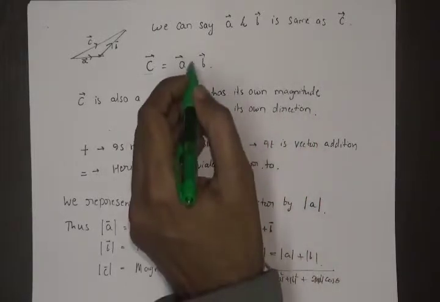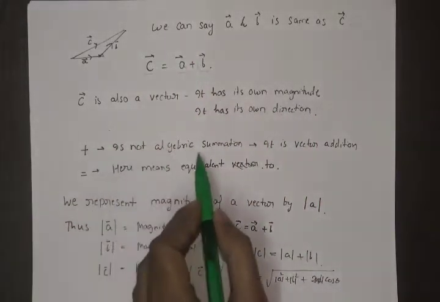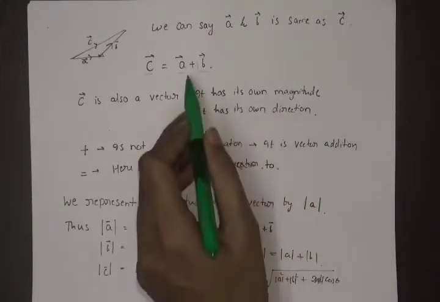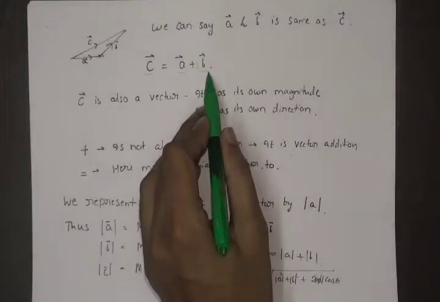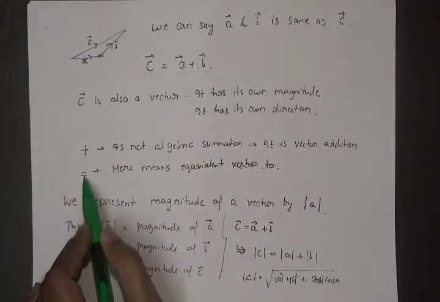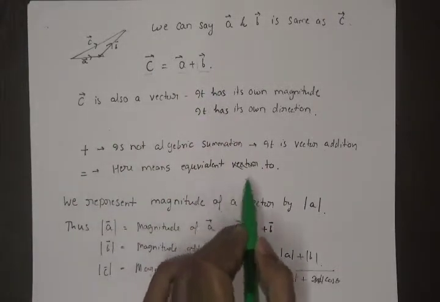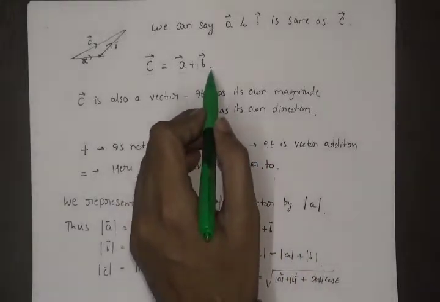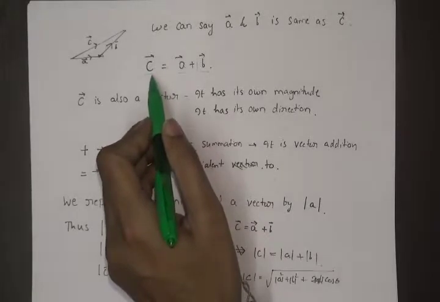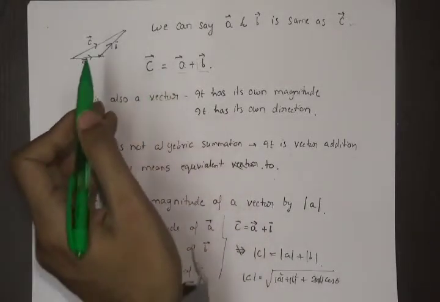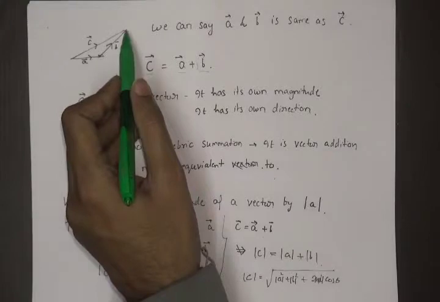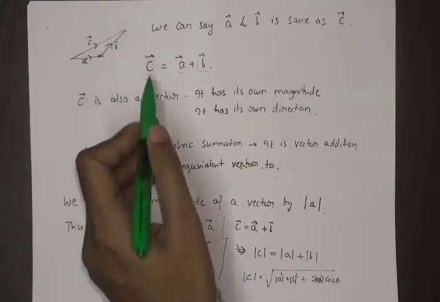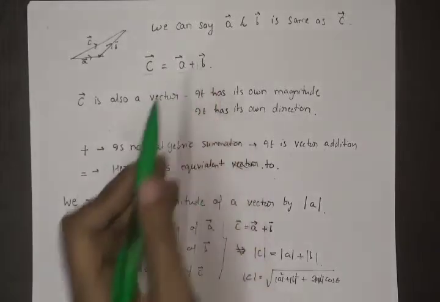Remember, the plus sign here is not algebraic summation. It tells us vector addition of A vector and B vector. Similarly, the equal to sign here means equivalent to. We can say A vector and B vector are equivalent to C vector. Why? Because the man will get to the same position if in case he would have traveled C vector alone. So C vector is equivalent to A vector and B vector.